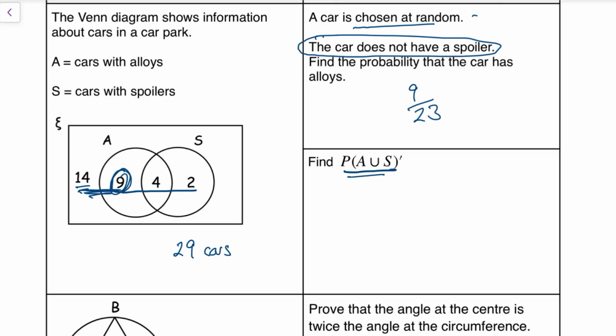Right. Find the probability of this thing here. Now it's always easier to say this in words rather than trying to work out what all the symbols mean. So if I say it out loud, it says find the probability that I choose a car. So in this case, it is out of the 29 cars available.